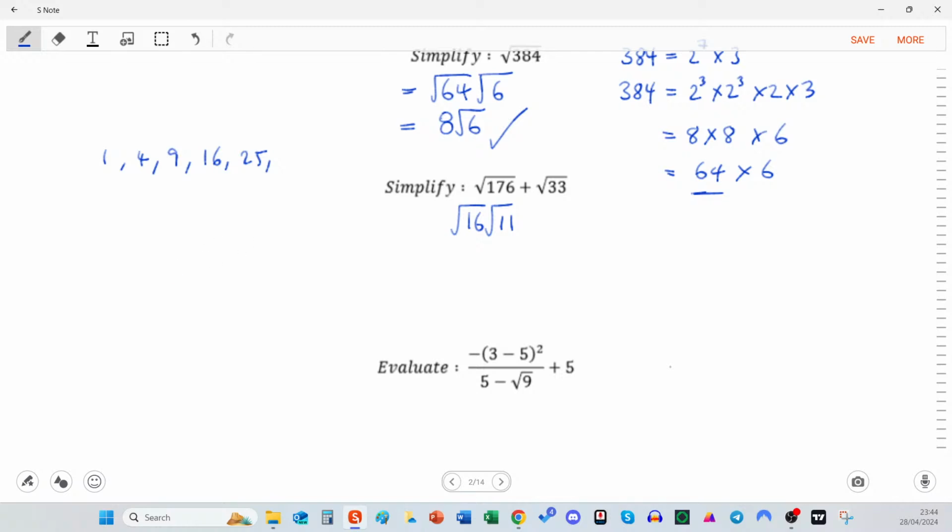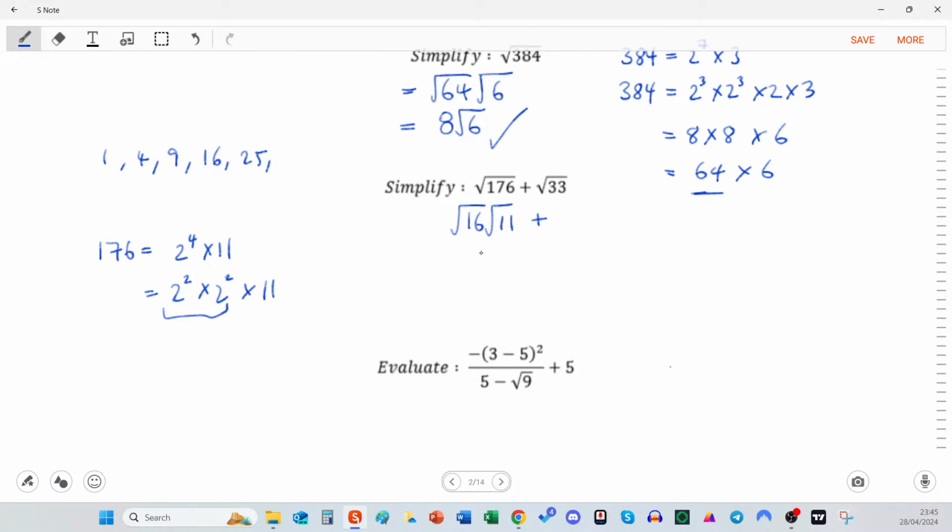What do we have here? So 176 as a product of primes is 2 to the 4 times 11. And so that's going to be 2 squared times 2 squared times 11. There's our square number, shown to be square because it's two numbers multiplied together. And that's 16.